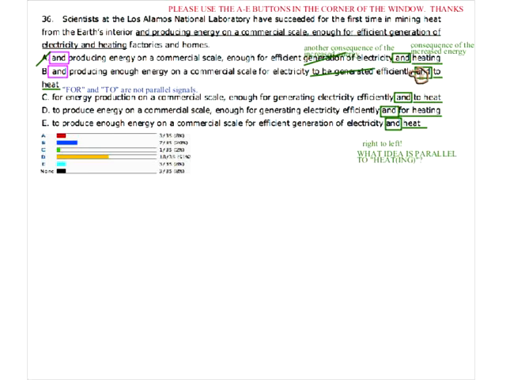To heat and generating, for heating and for generating, yes. And heat would have to be generate, that's not generate. So we can eliminate actually everything but D, just based on the right-hand parallel structure. Any questions? Smiley face if that much makes sense.